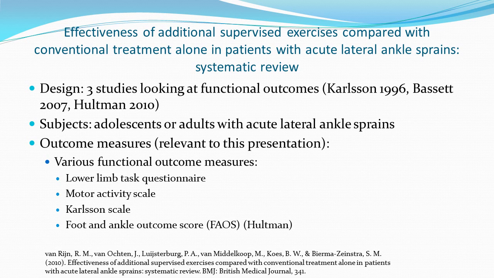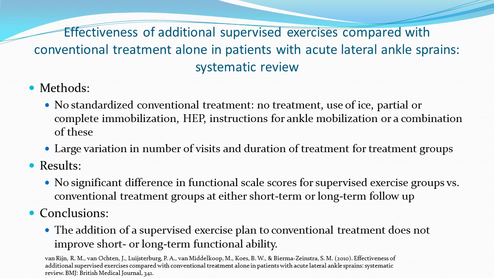So now I'm just going to piggyback on what Lieutenant Richter just talked about. This was a systematic review conducted in 2010 of a lot of different articles. However, the 3 studies that they looked at that looked specifically at functional outcome measures were the ones that I chose to focus on here. The subjects included for the systematic review were adolescents or adults with acute lateral ankle sprains. The outcome measures considered here were lower limb task questionnaires, motor activity scale, the Karlsson scale, and foot and ankle outcome score. The methods here, so there was really no standardized conventional treatment.